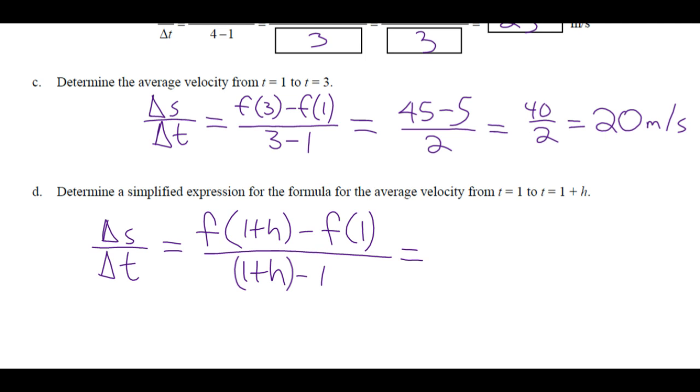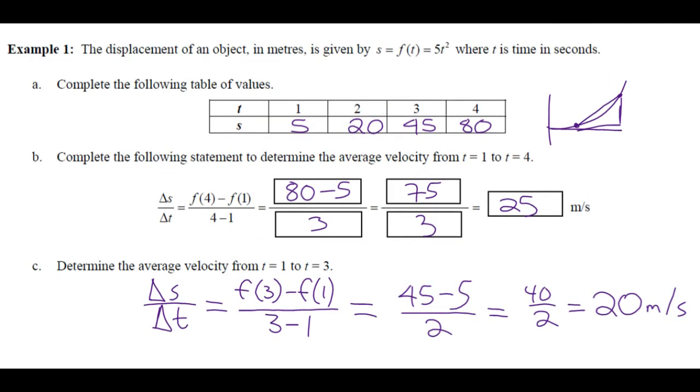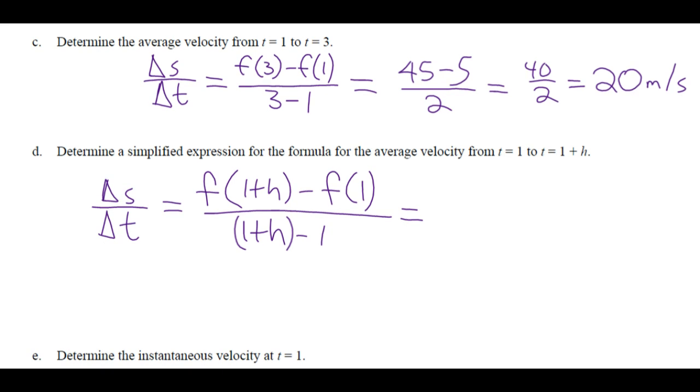Did we get a definition for f? We did, 5t squared. So we've got to go 5 times 1 plus h squared minus 5 times 1 squared. So f of t, f of 1 plus h, so 5 times 1 plus h, quantity squared, minus 5 times 1 squared, over h.